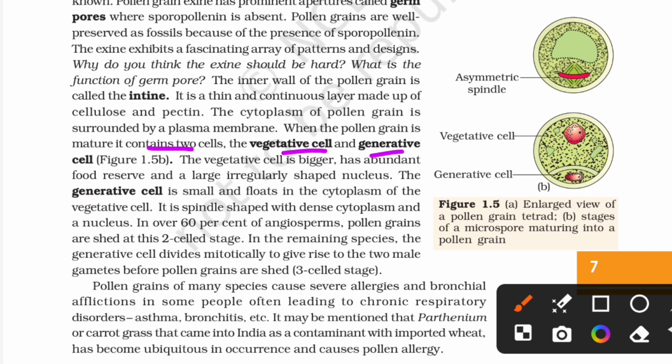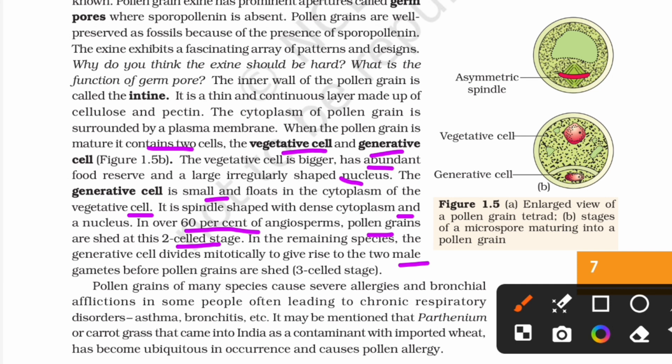The vegetative cell is bigger, has abundant food reserve and a large, irregularly shaped nucleus. The generative cell is small and floats in the cytoplasm of the vegetative cell. It is spindle shaped with a dense cytoplasm and a nucleus. In over 60% of angiosperms, pollen grains are shed at the 2-cell stage. In the remaining species, the generative cell divides mitotically to give rise to 2 male gametes before pollen grains are shed, the 3-celled stage.